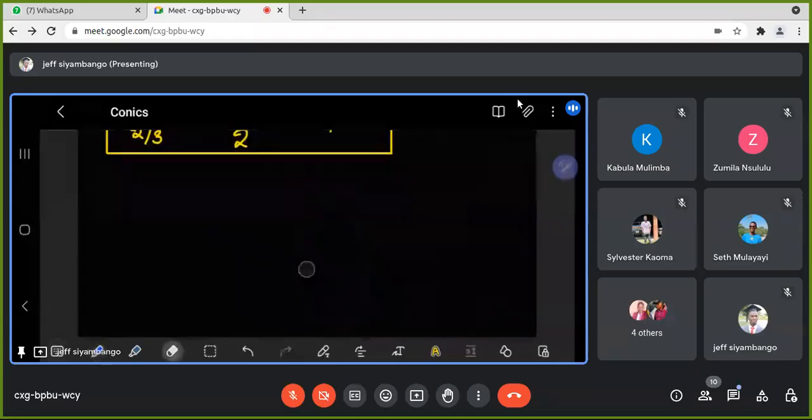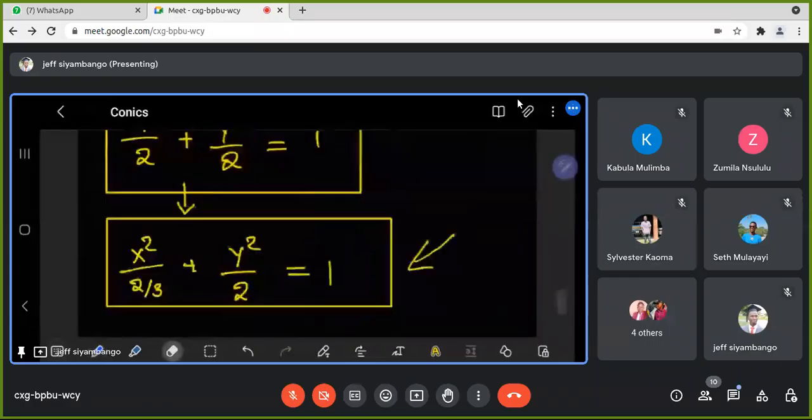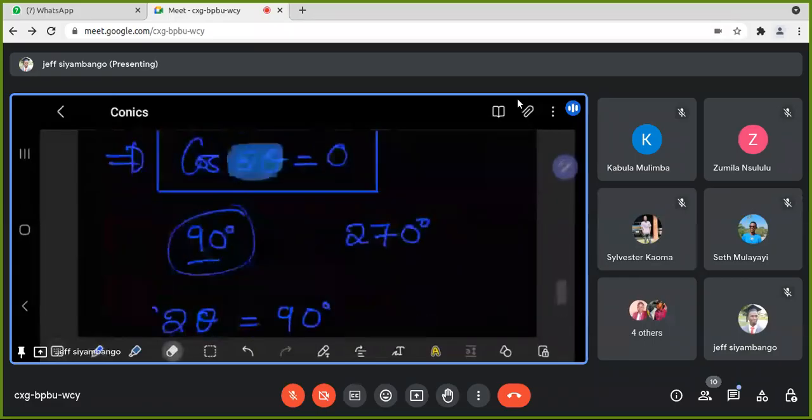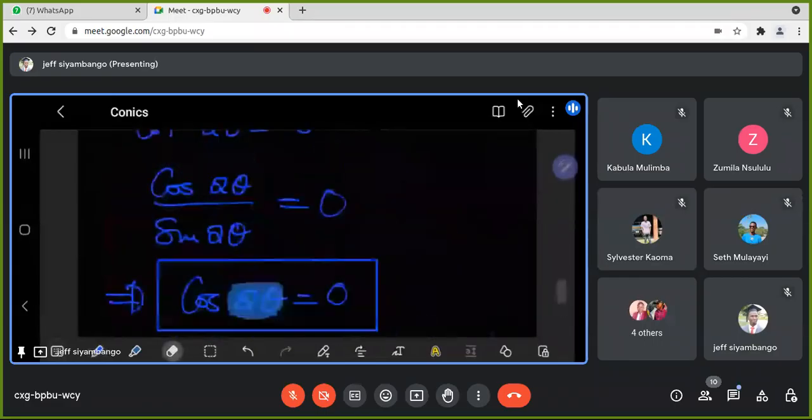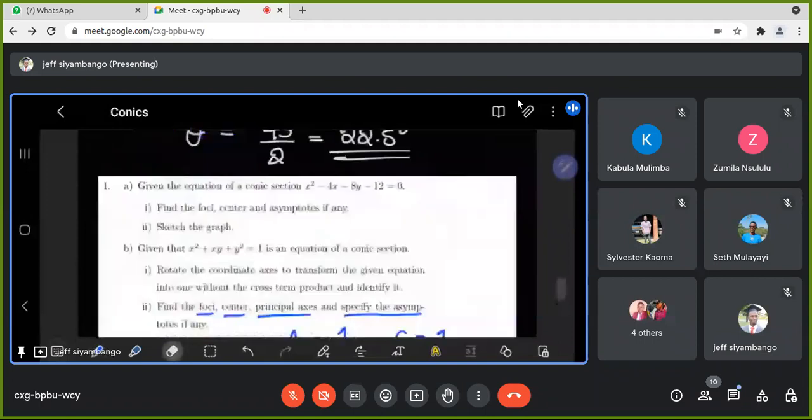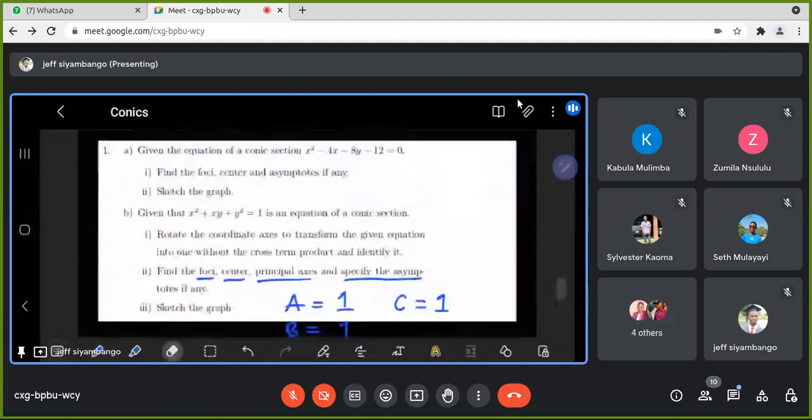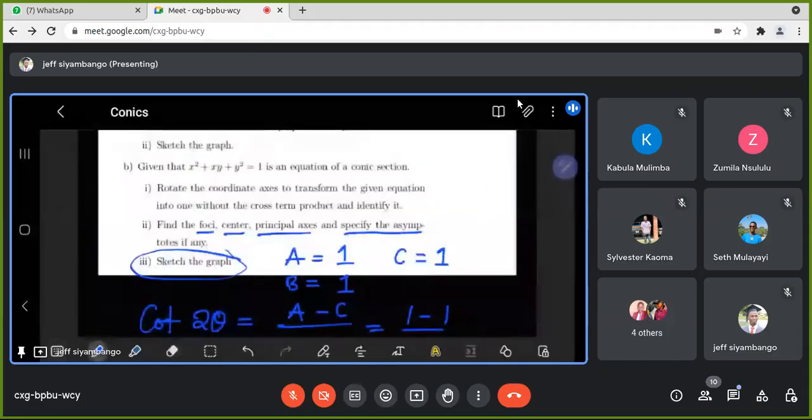And then, of course, having looked at ellipses last night, I trust that you know how to get the foci and the center here. And I also trust that you know how to sketch it. The only thing we're trying to learn here is how to actually rotate it. Are we okay there?